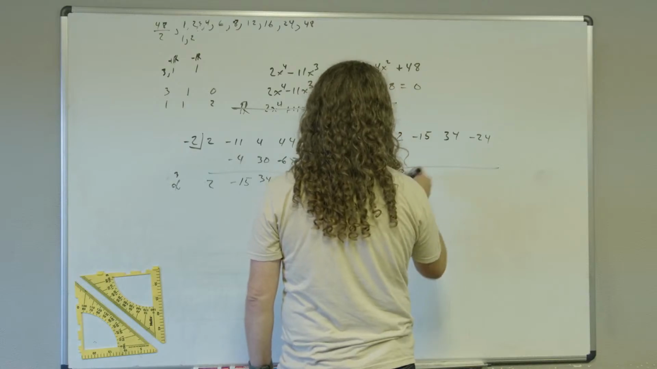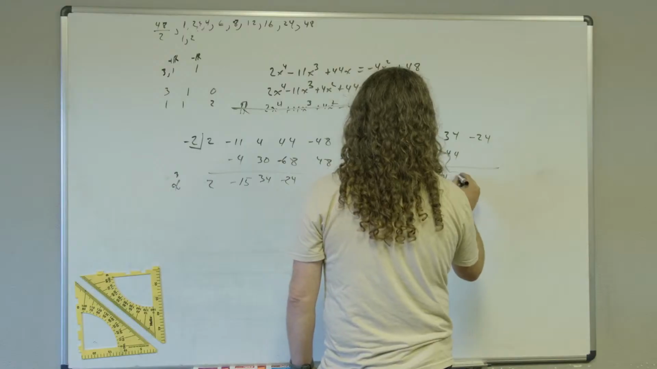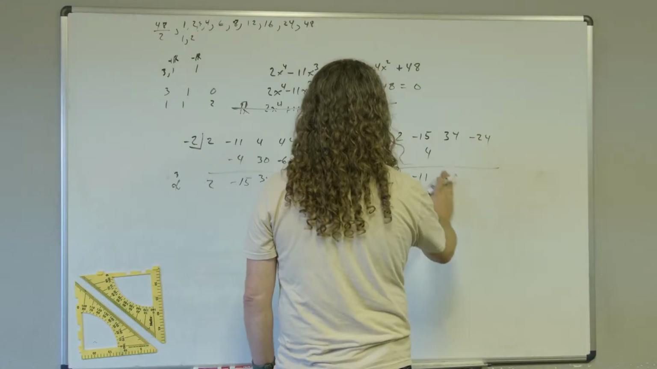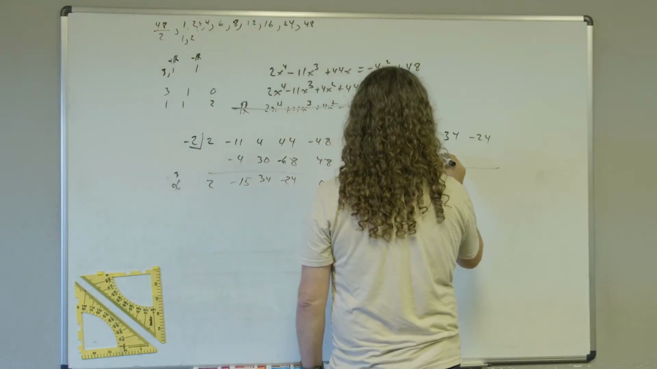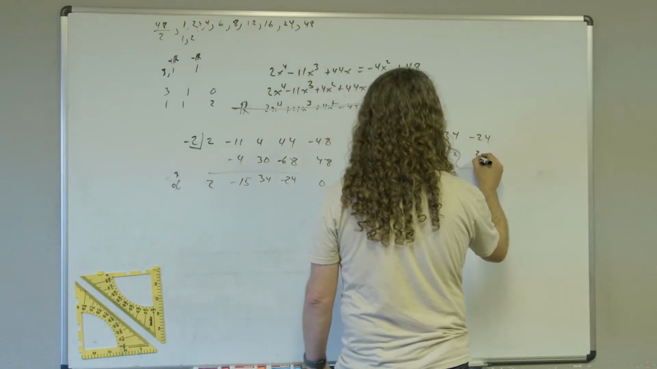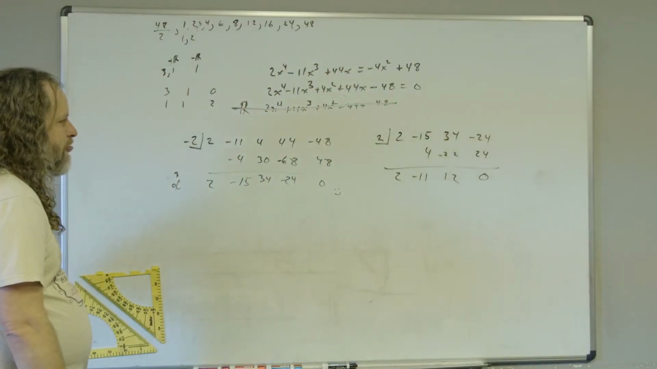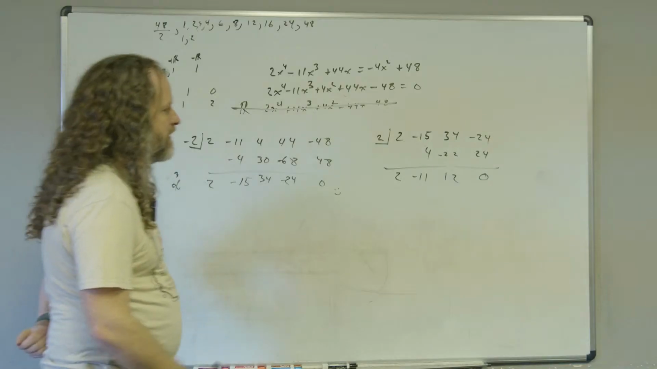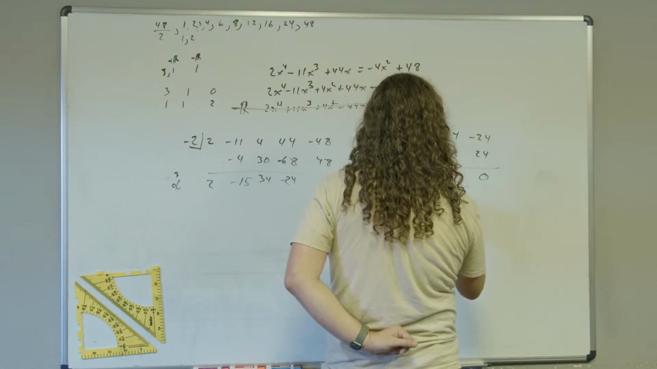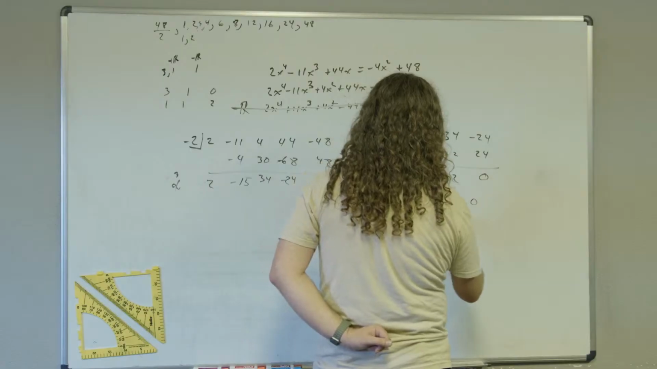Bring down the 2. 2 times 2 is 4. Negative 11, negative 44, negative 40. Negative 22. That's what I said. 12, 24, 0. Wow, Landon is so smart. I know, right? So now we've got, well, I would just go 2x squared minus 11x plus 12 equals 0, and then factor that, right?